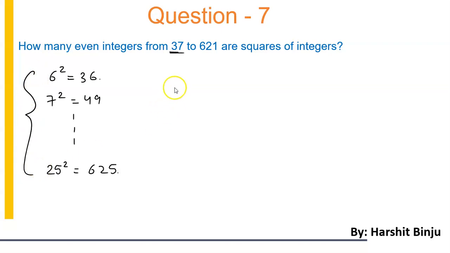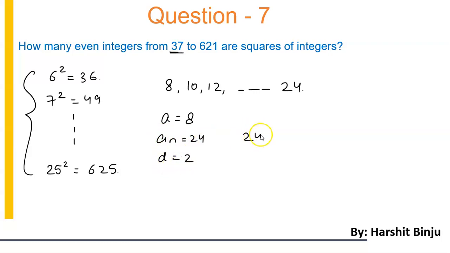So which means I have to start with 8, then 10, then 12, and I have to go up till 24. So you have A as 8, An as 24, and D as 2. So 24 is equal to 8 plus (n minus 1) into 2. So n will simply become, this is 16 by 2, that is 8, 8 and 1, that's 9. There are 9 even integers which are squares of integers between 37 and 62.